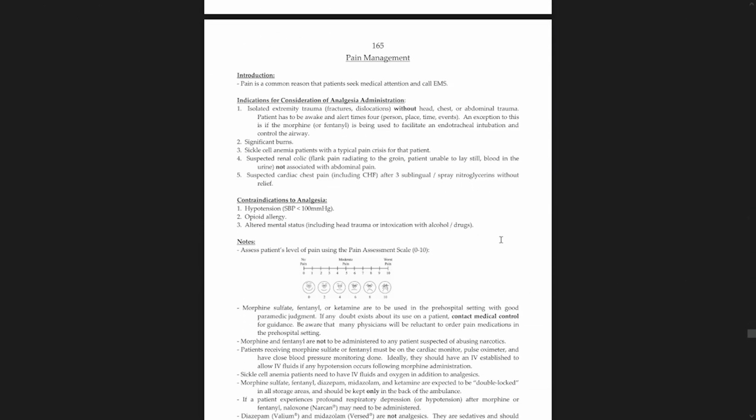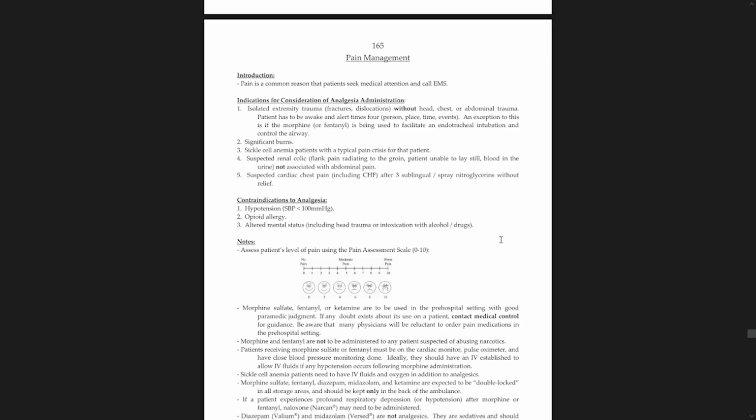Pain management. Pain is a common reason that patients seek medical attention and call EMS. Indications for considering analgesia medication: isolated extremity trauma, such as fractures or dislocations without head, chest, or abdominal trauma. Patient has to be awake and alert and oriented times 4 to person, place, time, and event.